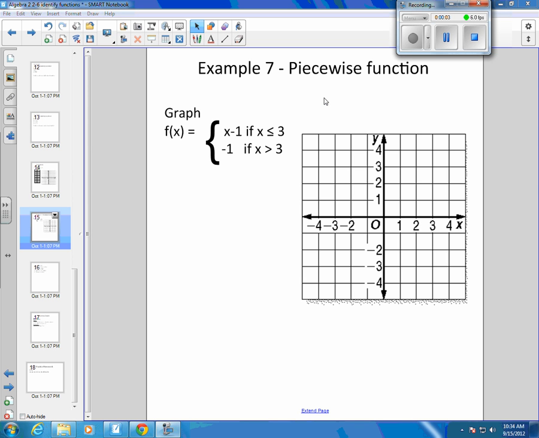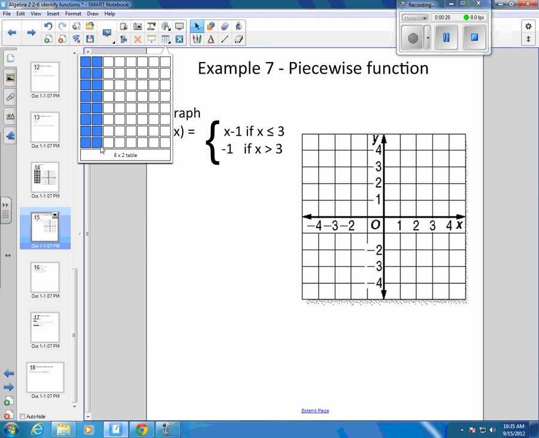Okay, one type of graph you see a lot in magazines are piecewise graphs or piecewise functions. You probably never knew they had a name. Sometimes they're called broken graphs. So this piecewise function we're going to look at is f(x) equals x minus 1 if x is less than or equal to 3, but I want f(x) equal to -1 if x is greater than 3.